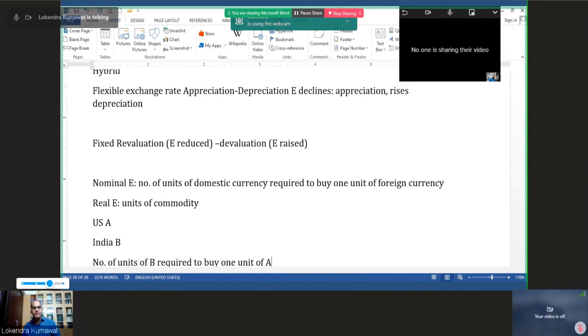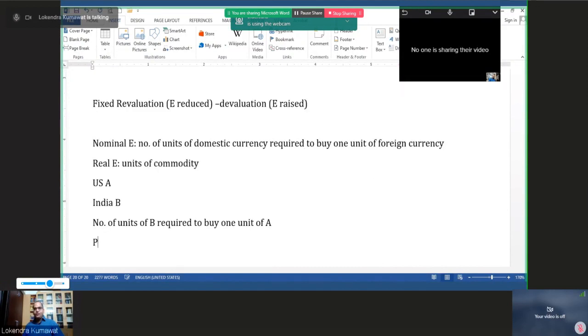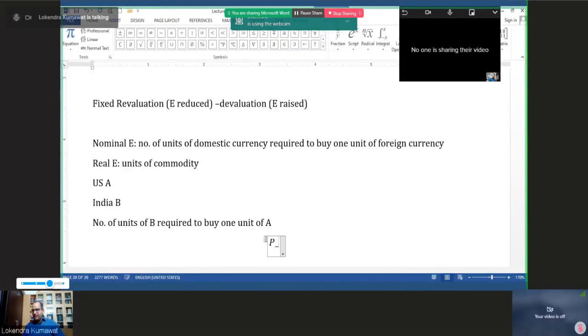Think about it carefully: the number of units of B required to buy 1 unit of A. Suppose the US is producing only one commodity, which we call A, and India is producing only one commodity, which we call B. The question is, how many units of B are required to buy 1 unit of commodity A? Now, suppose the price of A in the US is PA, in US dollars.